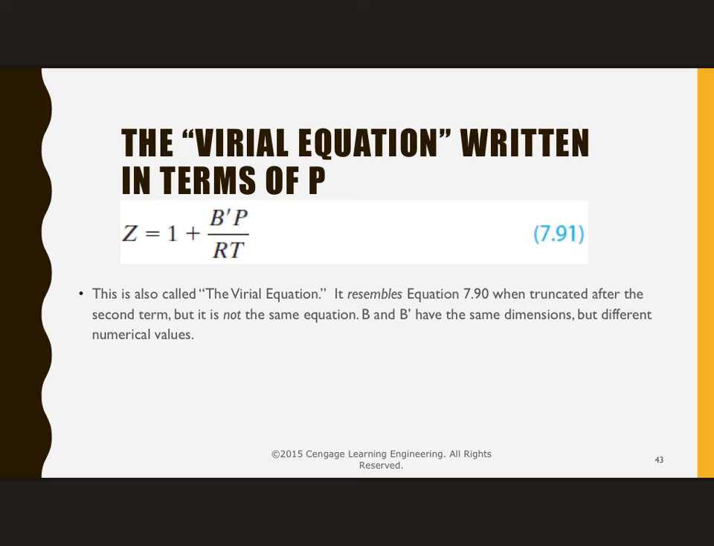This equation, however, is a little bit different. Instead of saying 1 over V, it's written in terms of P and T. Now this B is different inherently from the other one because V is not equal to RT over P. That would only be true if it were an ideal gas. So Z is 1 plus B prime times P over RT, okay? We can reconcile these using some mathematical relations, of course.